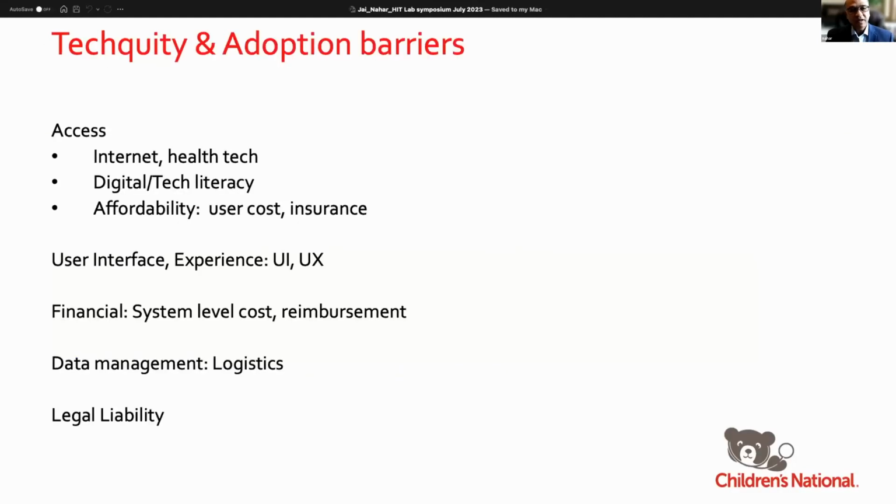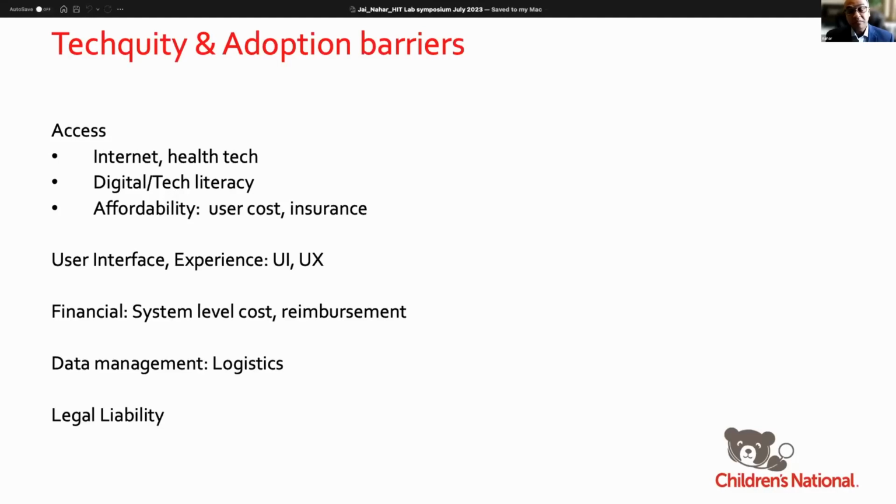So let's look at the adoption barriers in relation to TechVity, looking at the barriers and challenges. First and most important is access. There might be people who might not have broadband internet access. People might not have internet access to these fancy, sophisticated sensors and gizmos, the health tech. There might be lack of digital and tech literacy, the digital divide.